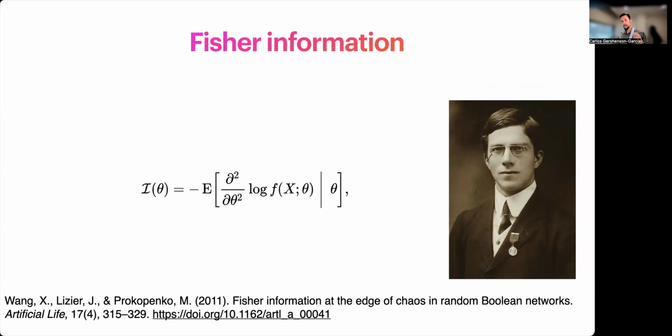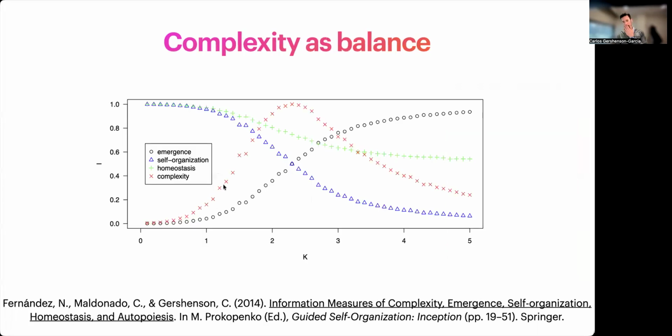However, it's a very sharp transition, so it has its limitations, and also you need to be able to perturb the system in order to measure how information changes. So it's not so practical for many things. Formally, it's the variance of the score or the expected value of the observed information. And a measure of complexity that we have proposed with Nelson Fernandez and Carlos Maldonado.